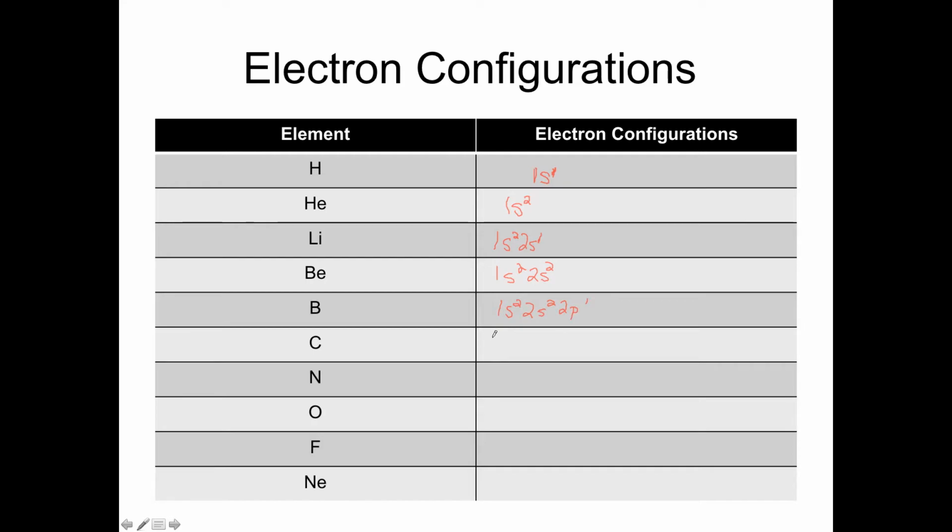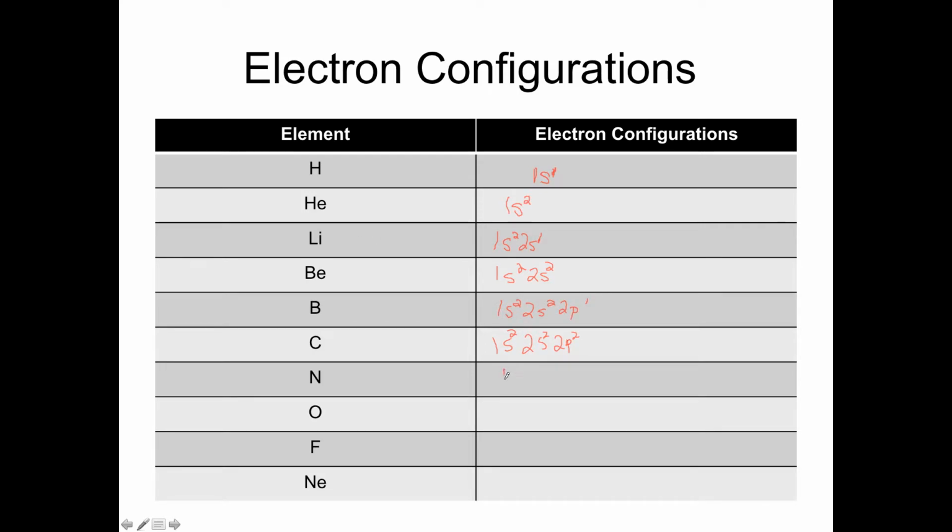Now let's try carbon. Carbon, 1s2, 2s2, 2p2. 2 plus 2 plus 2, that is 6, that is carbon. If you want, you can feel free to pause the video right now, give these ones a try, see if you can do it. If you don't feel like doing that, we're going to do them all right now.